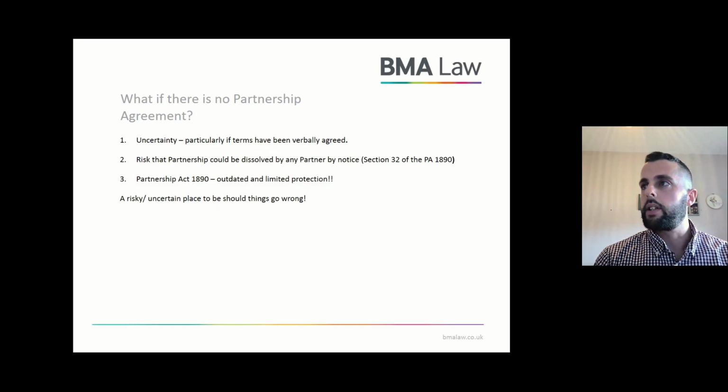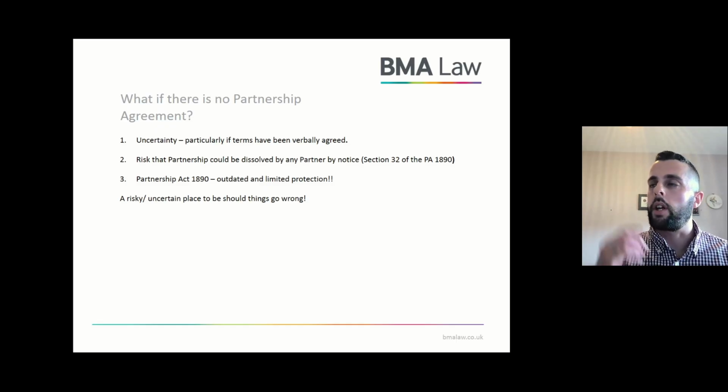In the context of a retirement, effectively, a partner can dissolve a partnership by notice, and that would be a general dissolution, meaning that you could be looking at the winding up of the business. So it's really not a good place to be in, because it offers really limited protection.